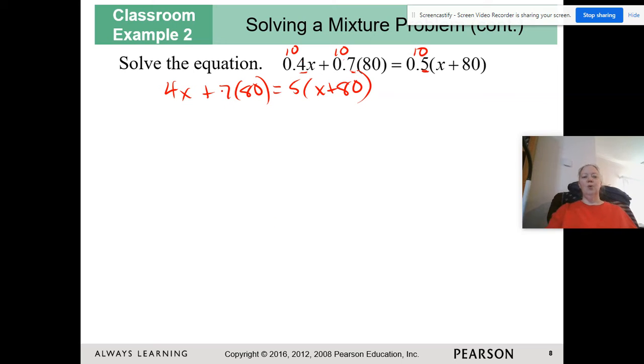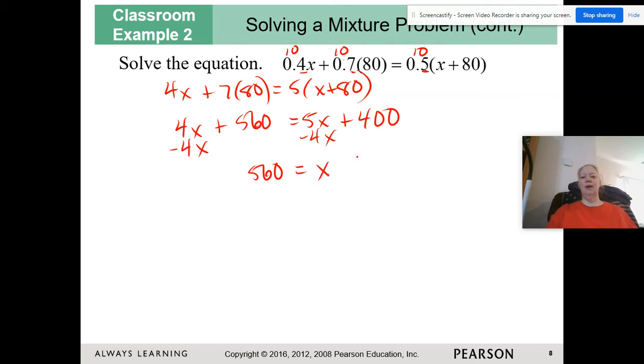All right. Now, we're going to simplify this. We're going to multiply these together, and we're going to distribute the 5. So 4x plus 560 is equal to, I get 5x, and I should get 400. Okay. This x is bigger than this one, so I'm going to subtract this one to leave it as a positive x. So 560 is equal to x plus 400, and I'm going to subtract 400, and I get 160.